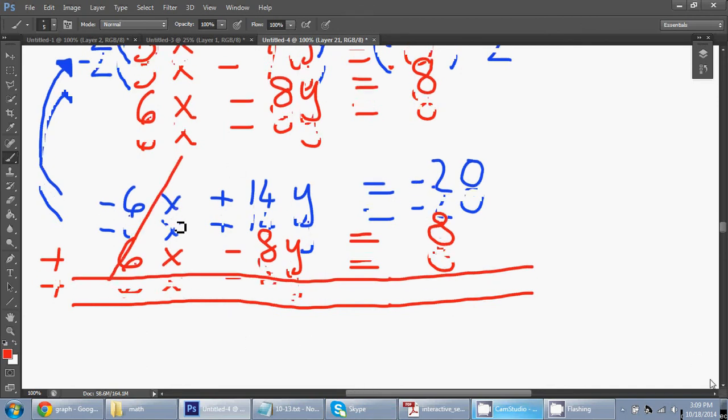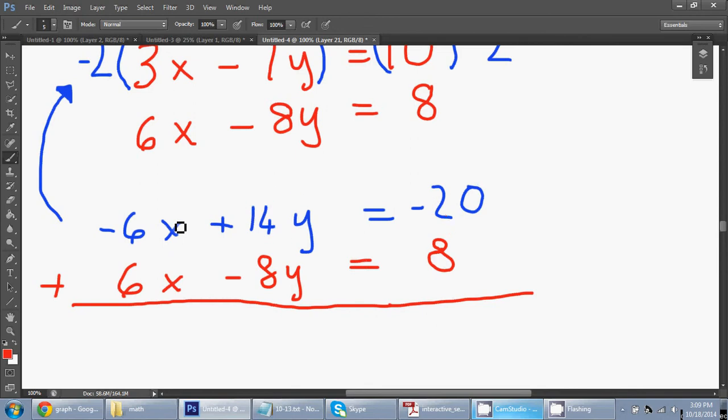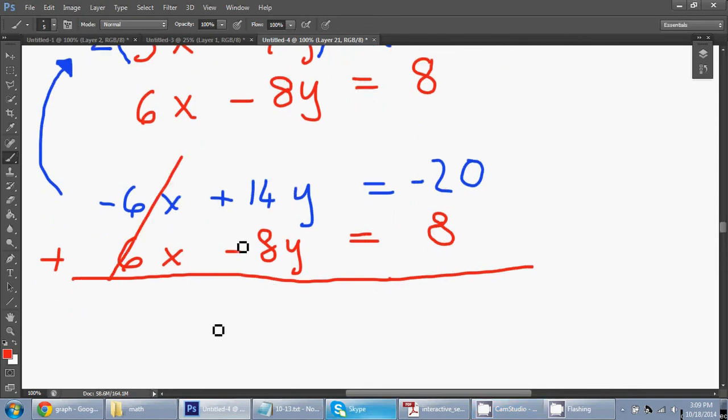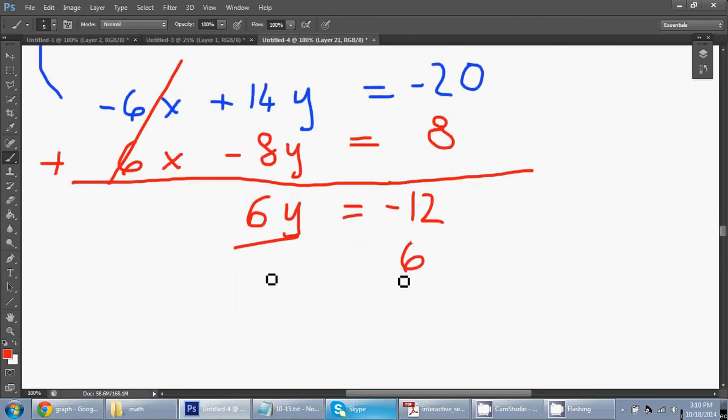And then if I add the y's, 14 minus 8, 6y is equal to negative 12. And then now I see that after I added those equations together, I only have an equation left with a y in it. So it no longer has an x and a y. I've eliminated the x's. I can just solve for y. So to solve for this y, divide by 6 here, and I get y is equal to negative 2.